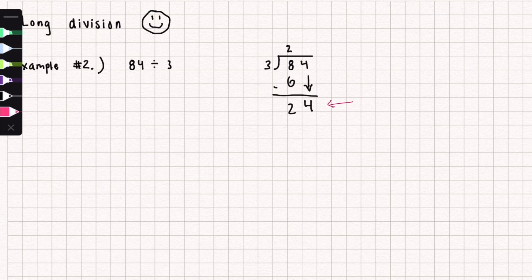So we put 8 up here, and then we put 24 down here. So we subtract that, 0, 0, and we're left with 28. So 84 divided by 3 is 28.